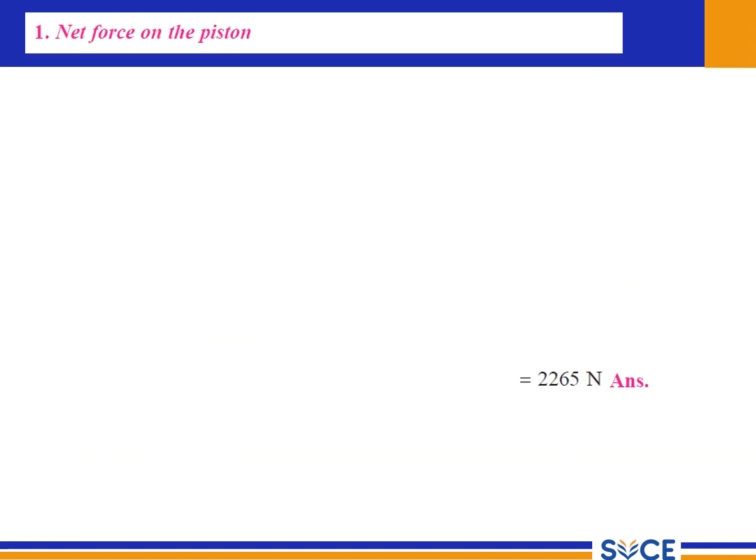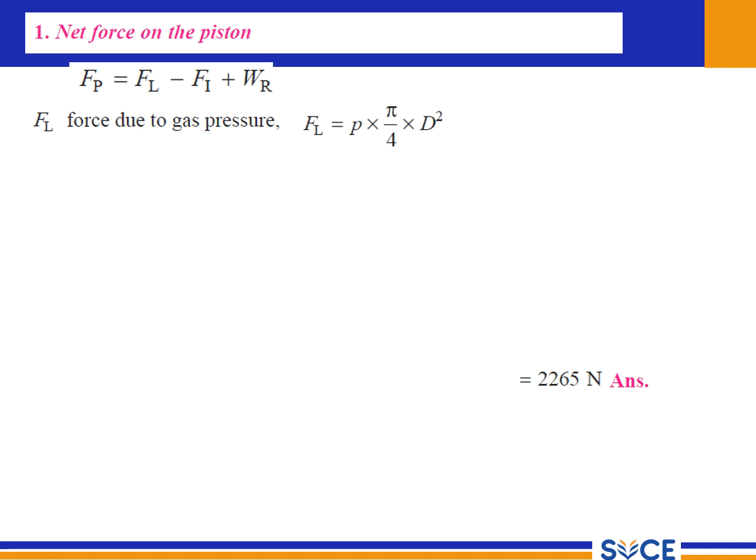The first thing we are going to calculate is the net force on the piston. So Fp equals Fl minus inertia force plus weight of the reciprocating parts. I am calculating force due to gas pressure, pressure into pi by 4 d square. Substituting the given values, pressure is 700 Newton per meter square, and d is the bore diameter. Substitute it. What are we getting? We are getting the value 5500 Newton.